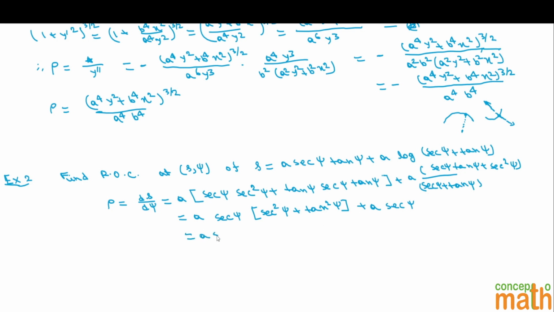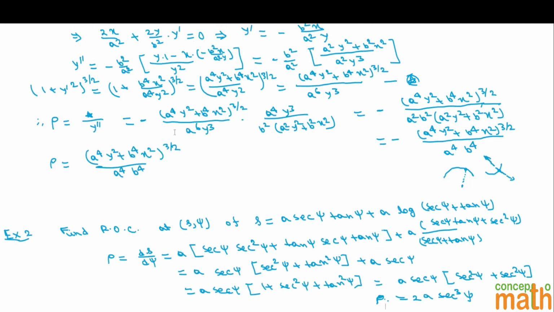So if we take a sec psi common from both these expressions, this will be 1 plus sec square psi plus tan square psi. Now 1 plus tan square psi is again sec square psi, so this is a sec psi into (sec square psi plus 1 plus tan square psi), that is sec square psi. So this simply turns out to be twice a sec cube psi. So this will be the radius of curvature at the point psi. So with this problem we will conclude this lecture 2.